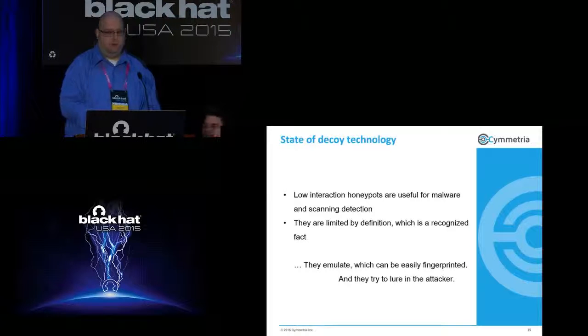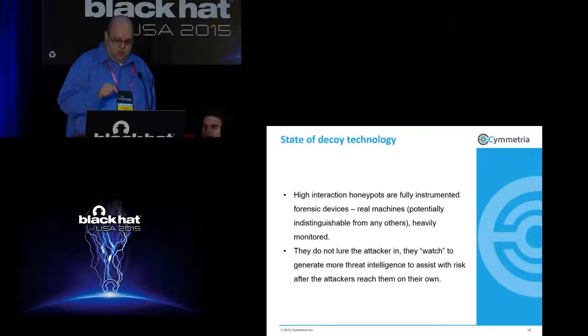They don't scale to different levels. And that's by design. That's how a low interaction honeypot works. They are limited by definition, and that is a recognized fact. So they emulate. When you emulate something, it's not real, you can fingerprint it, which is where the talk starts. And they lure the attacker in. It's all in one.